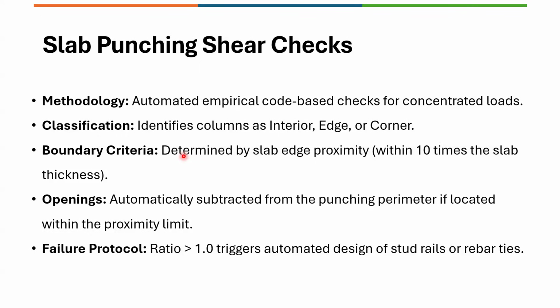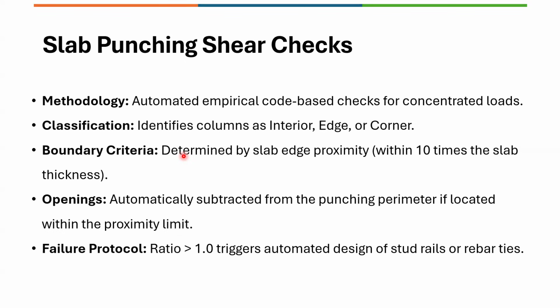Specifically on the punching shear check, it's an empirical code-based check for concentrated loads. So the program tries to identify the columns that are interior, edge, or corner. It has the capability of using an algorithm to find the boundary criteria and openings to exclude those portions of the punching perimeter. So this is explained in a key terminologies manual. For more details, you can refer to that.